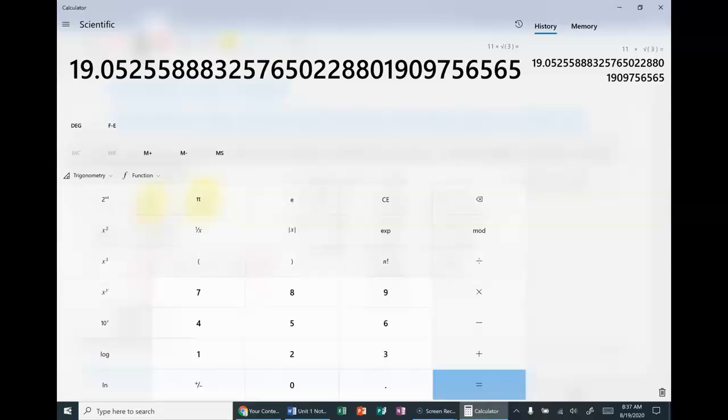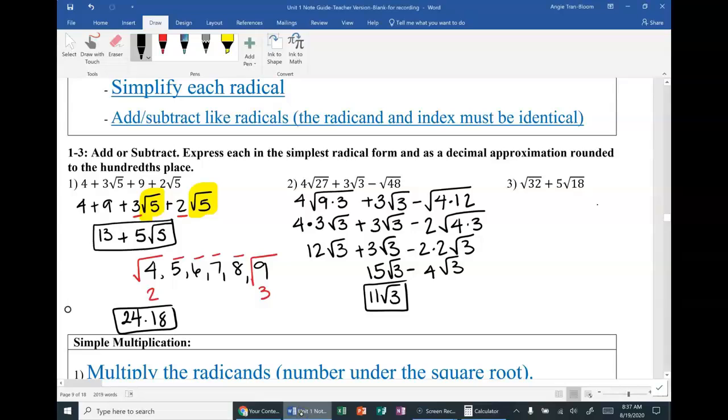So I have an answer of 19.05. I'm going to go back, enter that in. Okay, so let's move on.